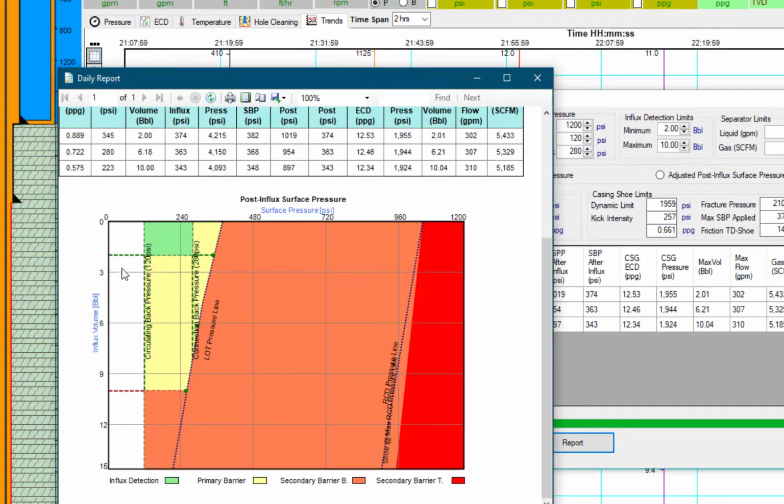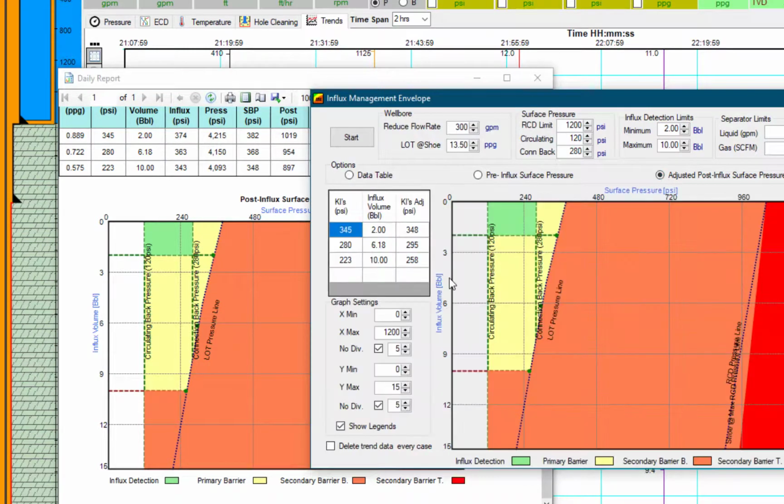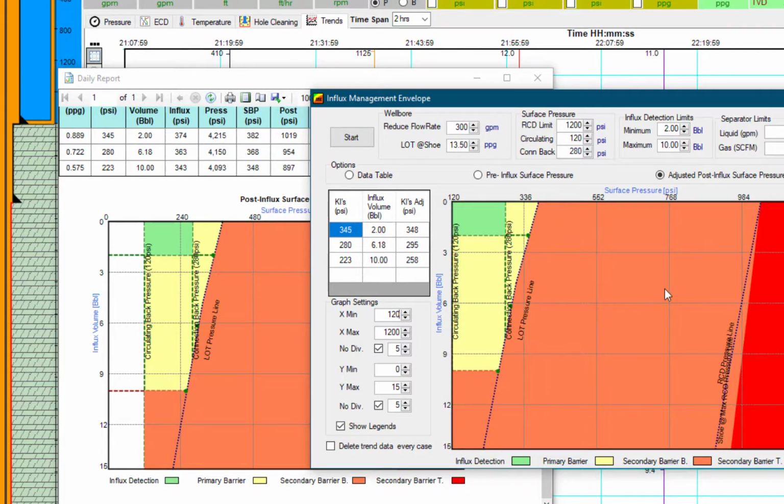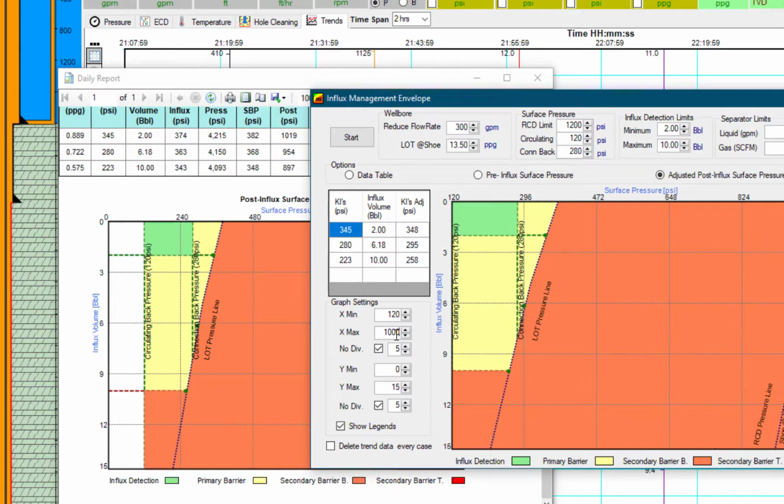We can always adjust these, the area, the scale. We can do that by going into adjusted post-influx surface pressure and just editing. So if we want to get rid of this white area, we would type in 120. If we want to zoom in, we can always go to 1000, and that way we're only viewing whatever falls into the yellow, green, and orange zone.